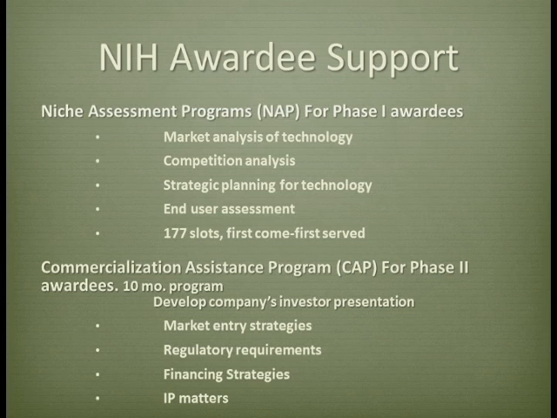NIH does support their awardees pretty well. For the Phase 1 awardees, there is a niche assistance program that can help you with market analysis of the technology, competition analysis, strategic planning for the technology, and user assessment. There are 177 slots for this program, and it's on a first-come, first-served basis. NIH also has the Commercialization Assistance Program, CAP, for the Phase 2 awardees. It's a 10-month program that helps the company develop its investor presentation.